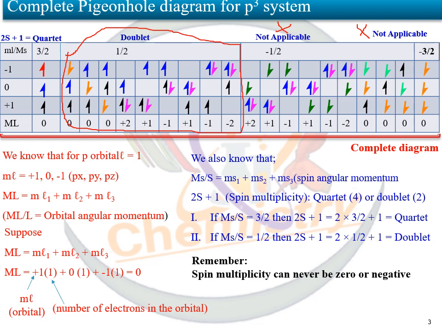Keep in mind, when you calculate the ml value, this plus 1 just shows the orbital orientation, and this one shows the number of electrons in that particular orbital. Remember that spin multiplicity cannot be 0 or negative. Now move forward.